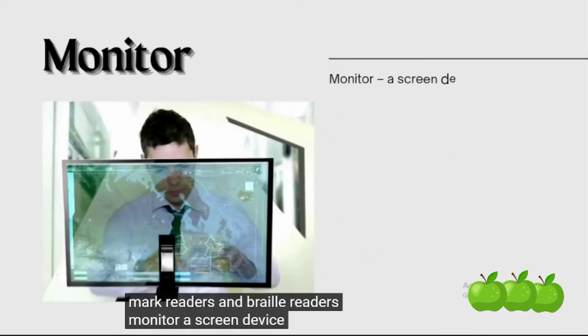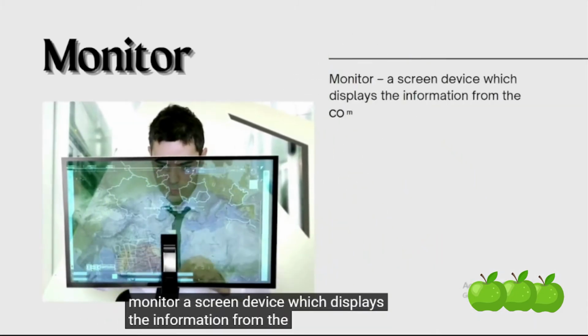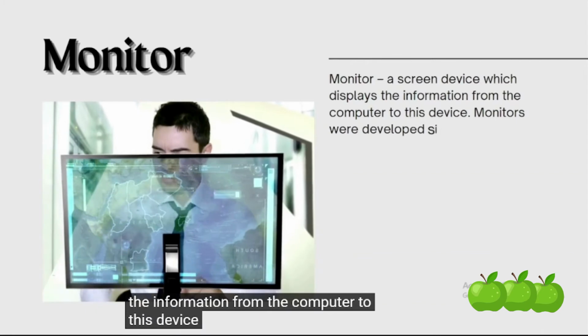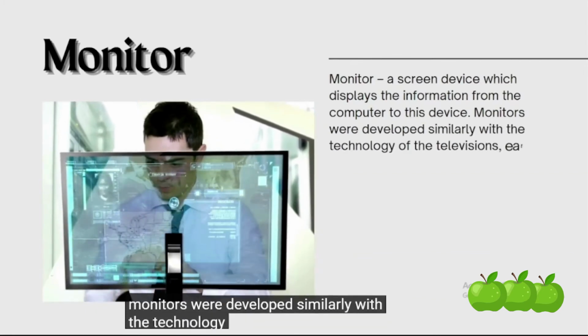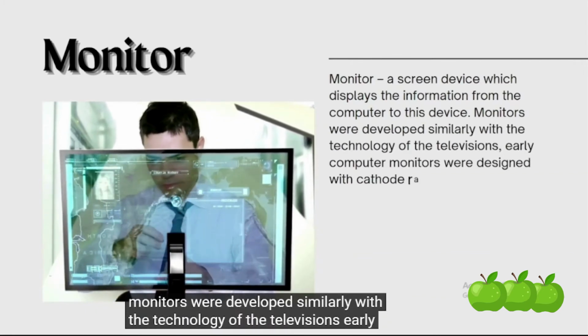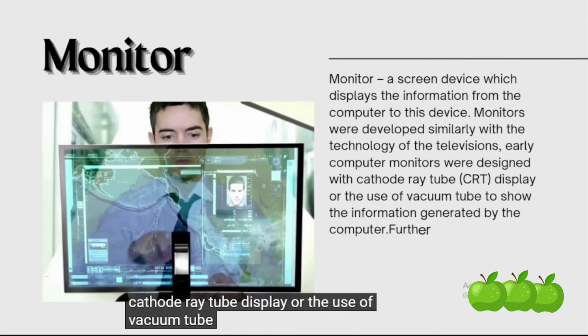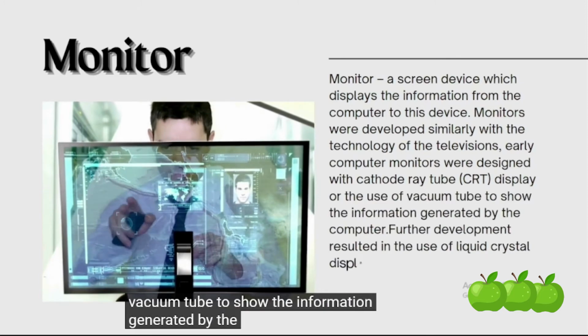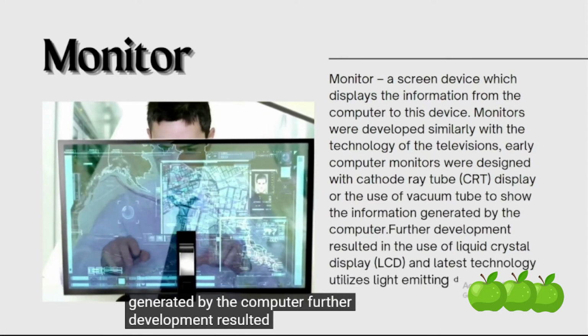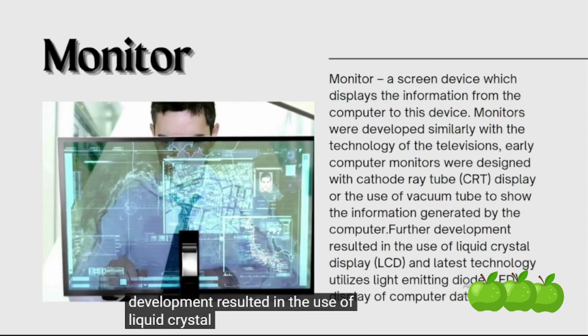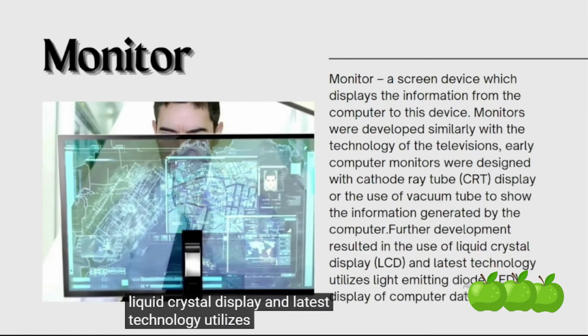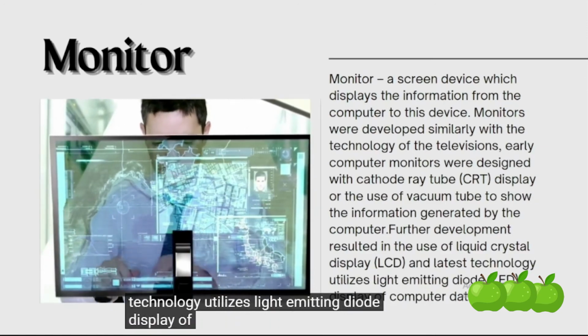A monitor is a screen device which displays the information from the computer. Monitors were developed similarly with the technology of televisions. Early computer monitors were designed with cathode ray tube display, or the use of vacuum tubes to show the information generated by the computer. Further development resulted in the use of liquid crystal display, and the latest technology utilizes light-emitting diode display of computer data.